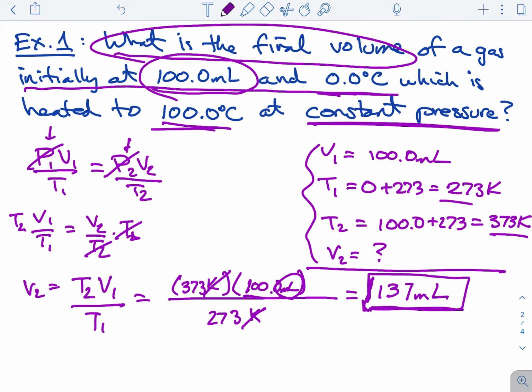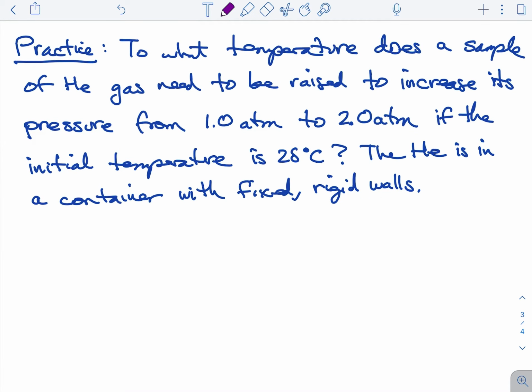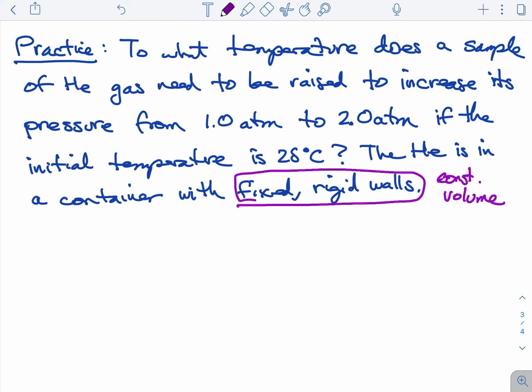All right. I'm going to give you a practice problem, and I'd like you to pause the video and work this on your own, and then hit play when you're ready to see the answer. Okay, if you're stuck, I'll give you a hint. This phrase, fixed rigid walls, that means that you're at constant volume. Okay, because it just means the container is unable to expand in any way.